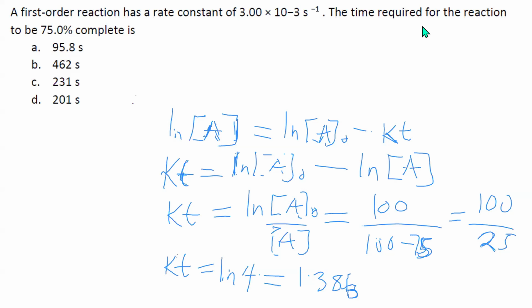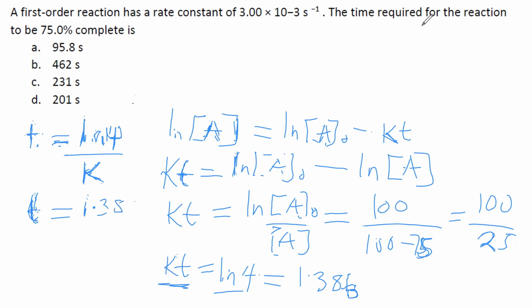Since we said here we have Kt is equal to ln 4, and it's t that we want to get, we can now say t is equal to ln 4 divided by K. So of course, our ln 4, if we press our calculator, is going to give us 1.3863. So 1.3863 divided by K.